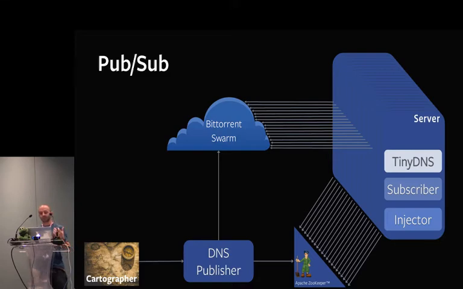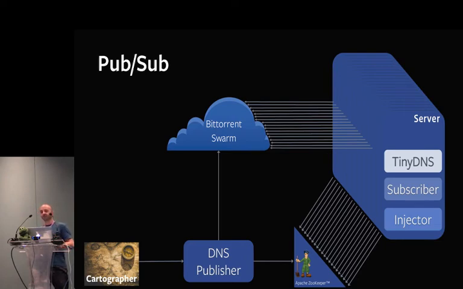So the publisher takes the textual map that was generated by Cartographer. It will create the TinyDNS CDB file. It will run a bunch of tests against it. And if it's deemed to be valid, it will start BitTorrenting it. So it creates a BitTorrent file, starts seeding it, and writes the BitTorrent file onto a Zookeeper node. The BitTorrent file being only metadata about the actual torrent.